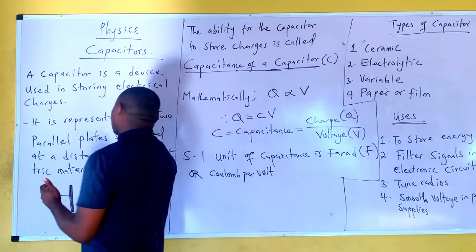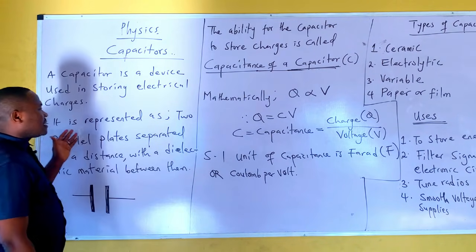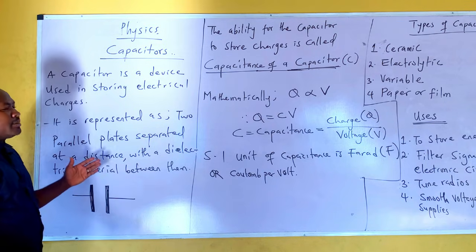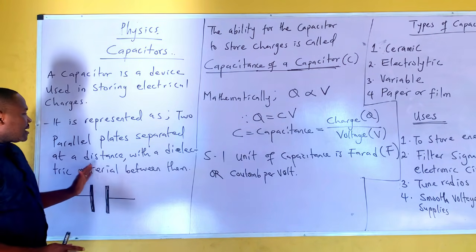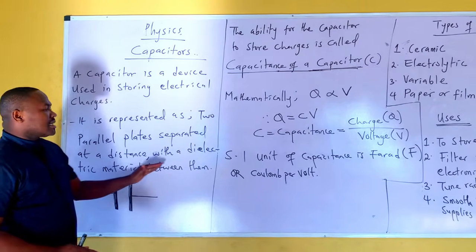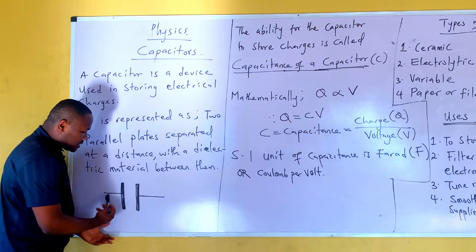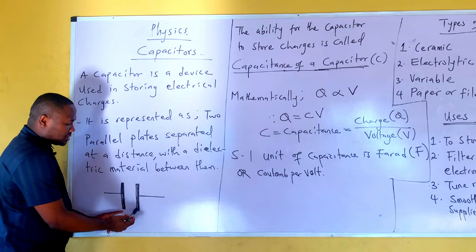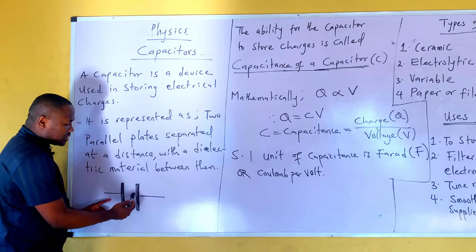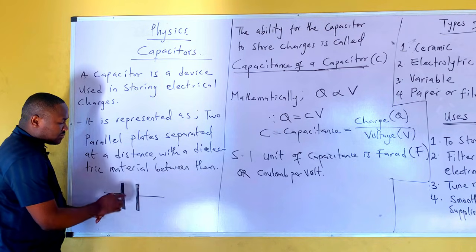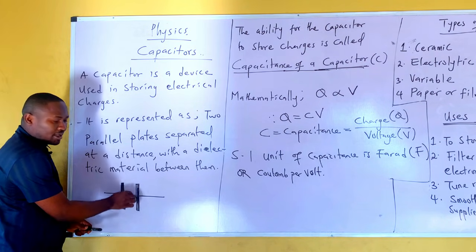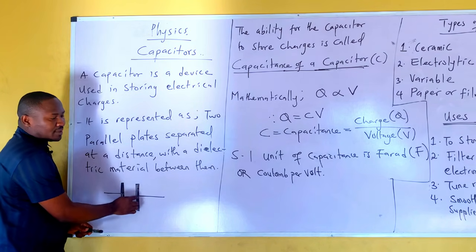What about a capacitor? It is represented as two parallel plates separated at a distance with a dielectric between them. So we have something like this, two parallel plates having a distance between them. In this distance, there is a dielectric material between this plate and this plate.